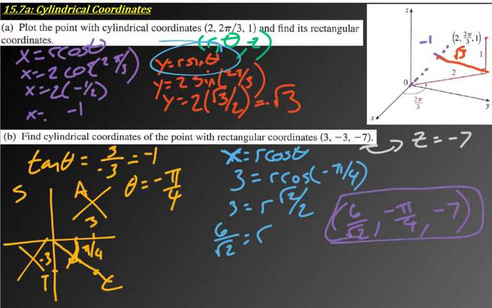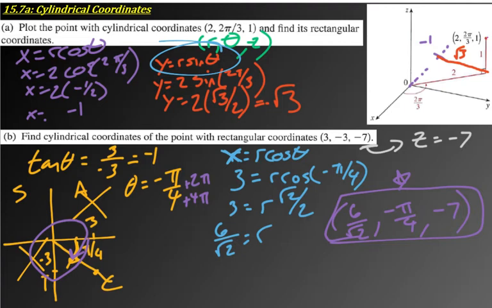That's definitely a correct answer, but you can definitely get this angle to be other things, because you could have spun around a full 2 pi more. You could say plus 2 pi here, or even plus 4 pi. So there are multiple cylindrical coordinates that will get you to a rectangular coordinate.